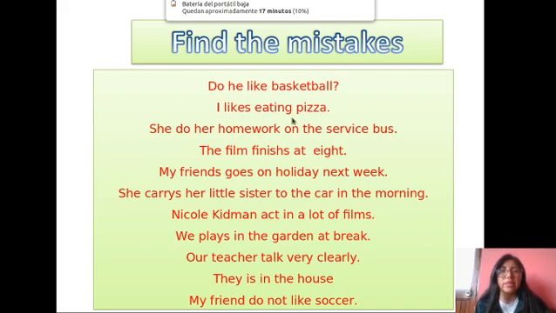I likes eating pizza. What is the mistake? That's right. Remember, you have to use the S. Usted va a utilizar la S only for the third singular person. Solo para las terceras personas. The correct sentence: I like eating pizza. She do her homework on the service bus. What is the mistake? Tell me.